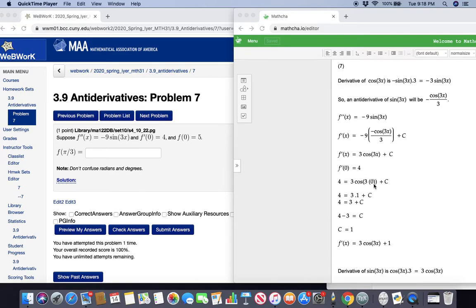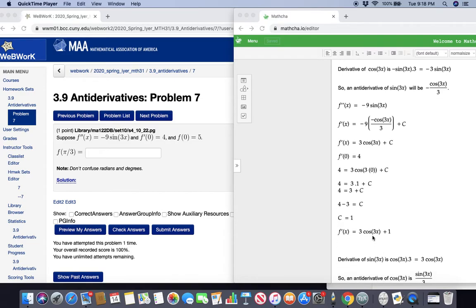So 3 times 0 is 0. Cosine of 0 is 1. So 3 plus c is 4. So subtract the 3, you get c equals 1. So the first derivative is 3 cosine 3x plus c, which is 1. Okay, so we have come halfway.